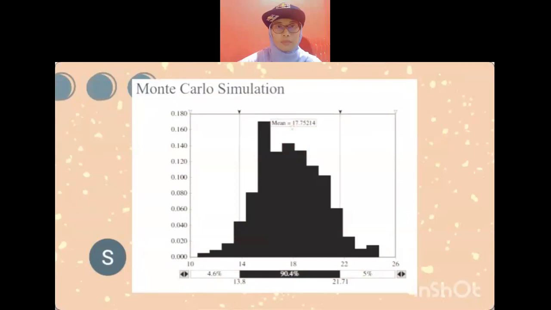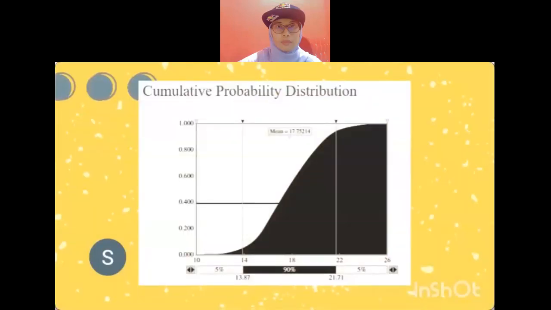Monte Carlo simulation is a model used to predict the probability of a variety of outcomes when the potential for random variables is present. This is an example of a Monte Carlo simulation graph. Cumulative probability distribution is a function that gives the probability that a random variable is less than or equal to the independent variable of the function. This is an example of a cumulative probability distribution graph.